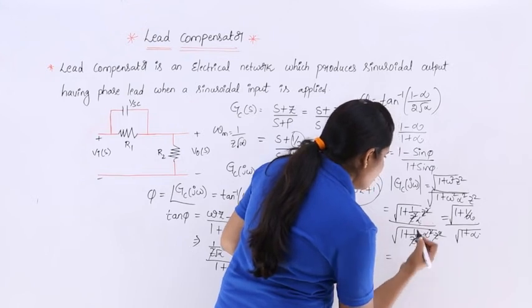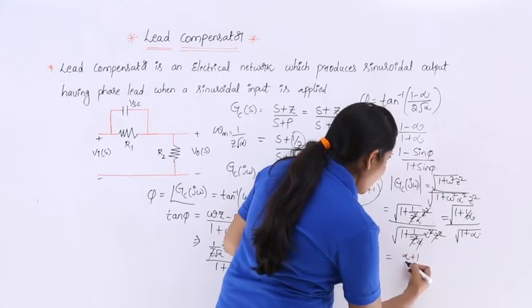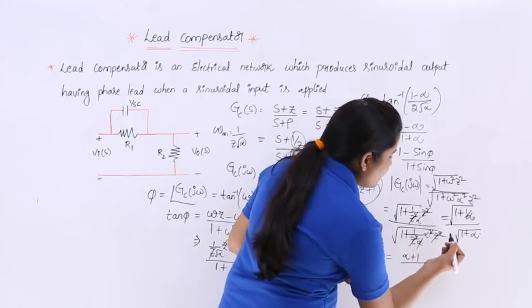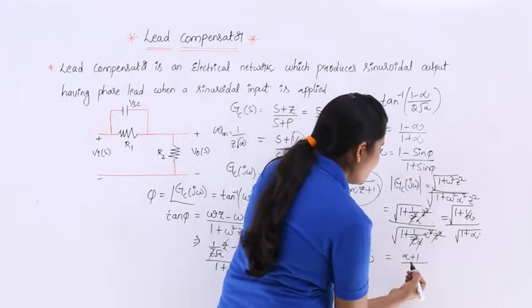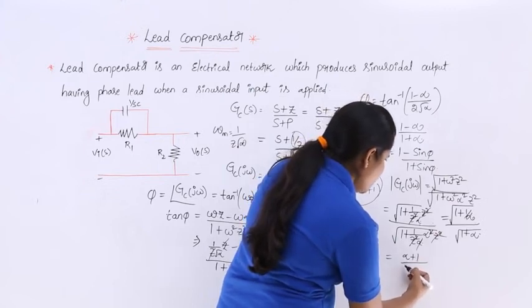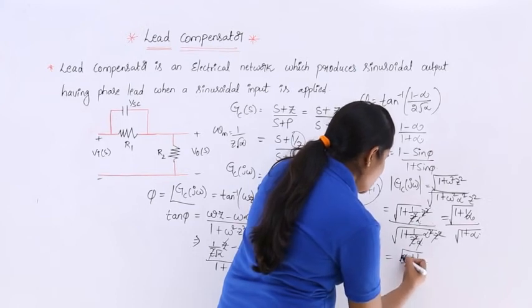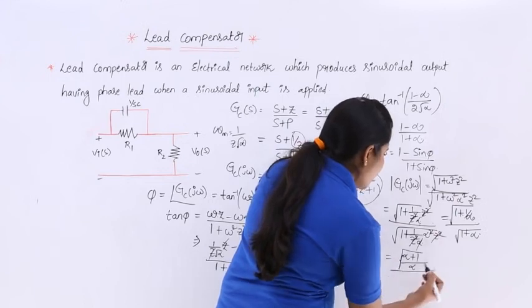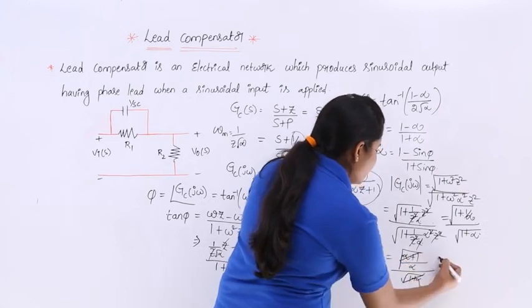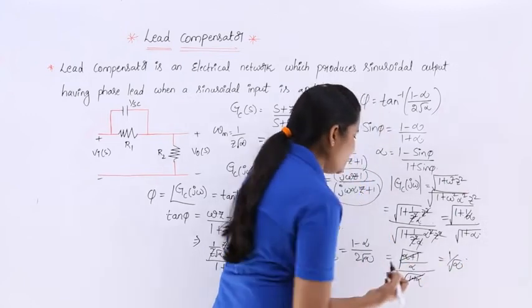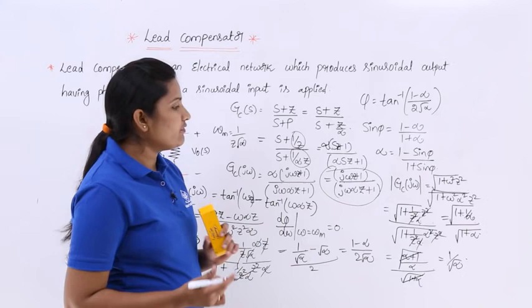Now totally this one is alpha plus 1 by alpha plus 1 by, or if you take root alpha in common you can also do it, or you can see it like this: (alpha plus 1) by alpha, and I am just cross multiplying, divided by root of (1 plus alpha). So this (1 plus alpha) will get cancelled, and 1 by root alpha will be your magnitude.